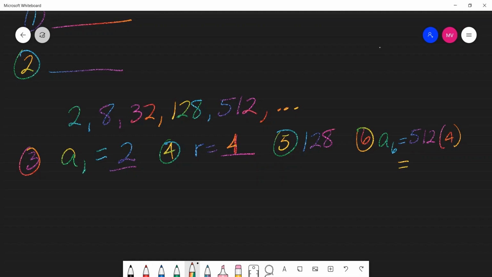I think so. 4 times 2 is 8. 4 times 1 is 4. We're not carrying anything. And 4 times 5 is 20. So A6 is 2048. That is correct.